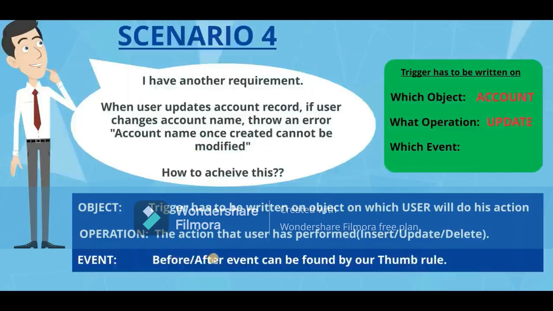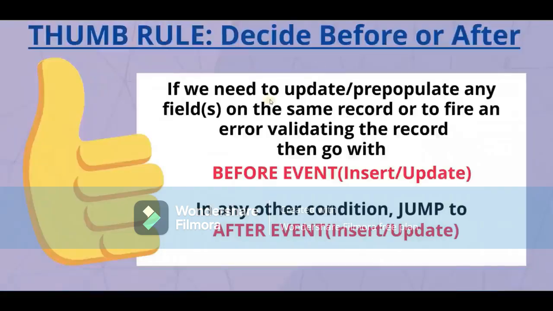Finally, event. Whether it is before or after event can be found by using our thumb rule. So what our thumb rule says: if we need to update or pre-populate any field or fields on the same record or to fire an error validating the record, then go with before event.